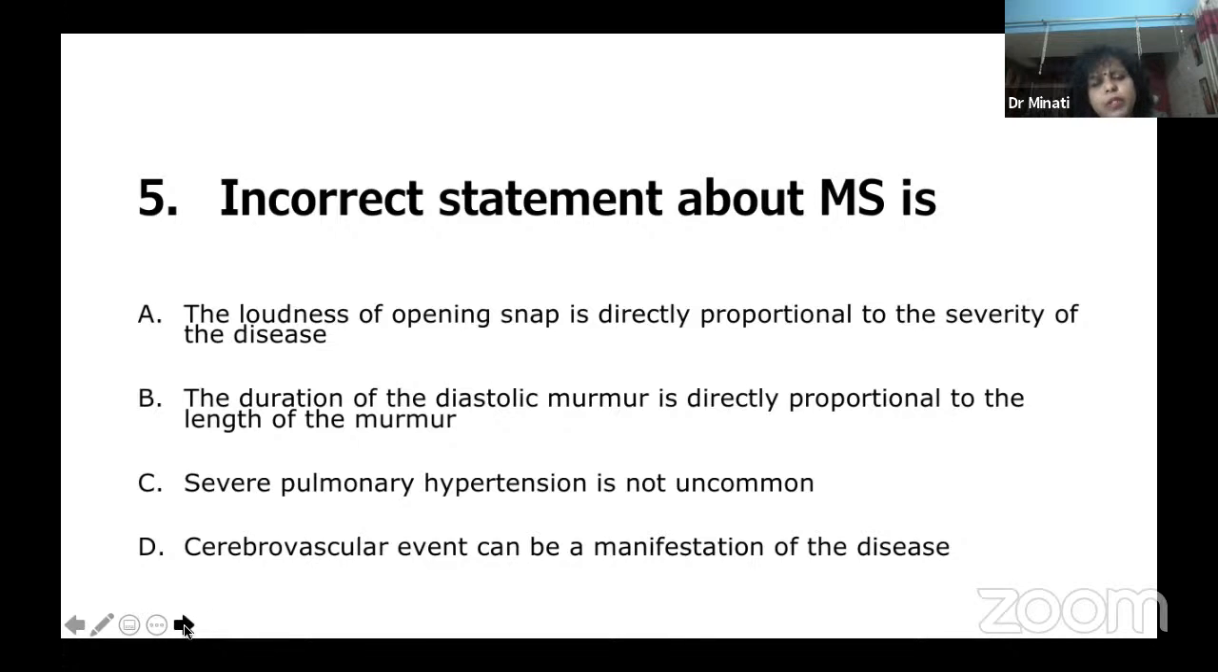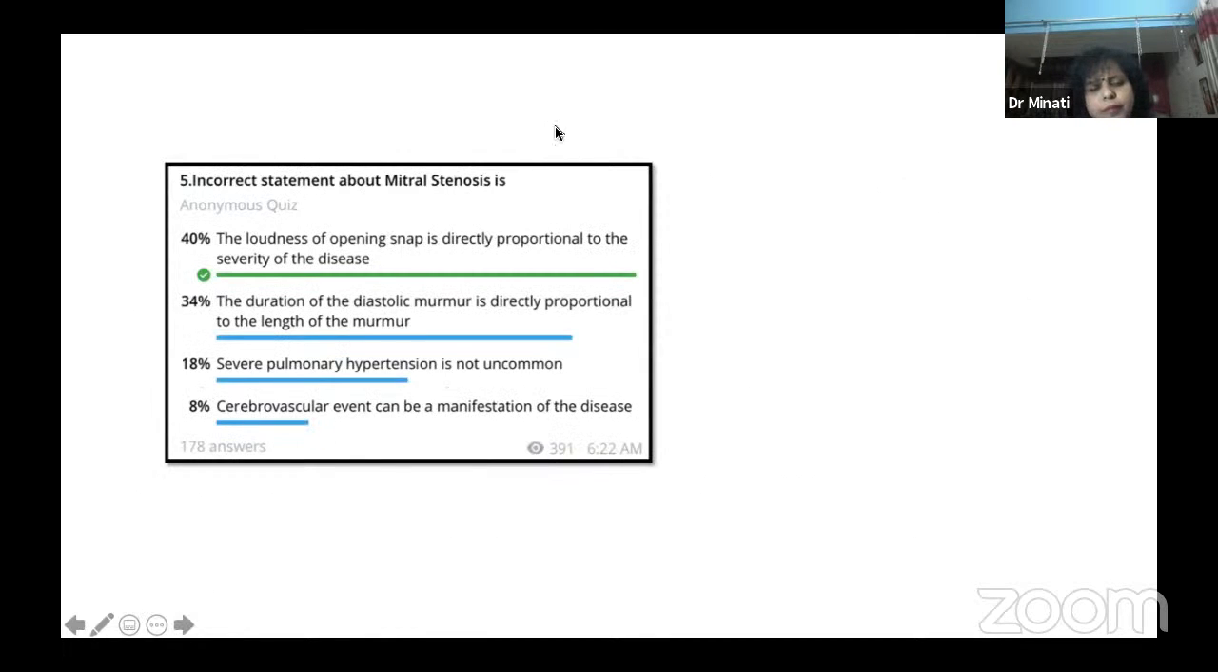So the more severe the disease, the loudness will be decreased. So A is the correct answer. Okay, fine. Even in the Telegram poll, this confusion prevailed. I think there was a confusion between option A and B. So we'll finalize on option A now. Okay, is it clear? Yes.